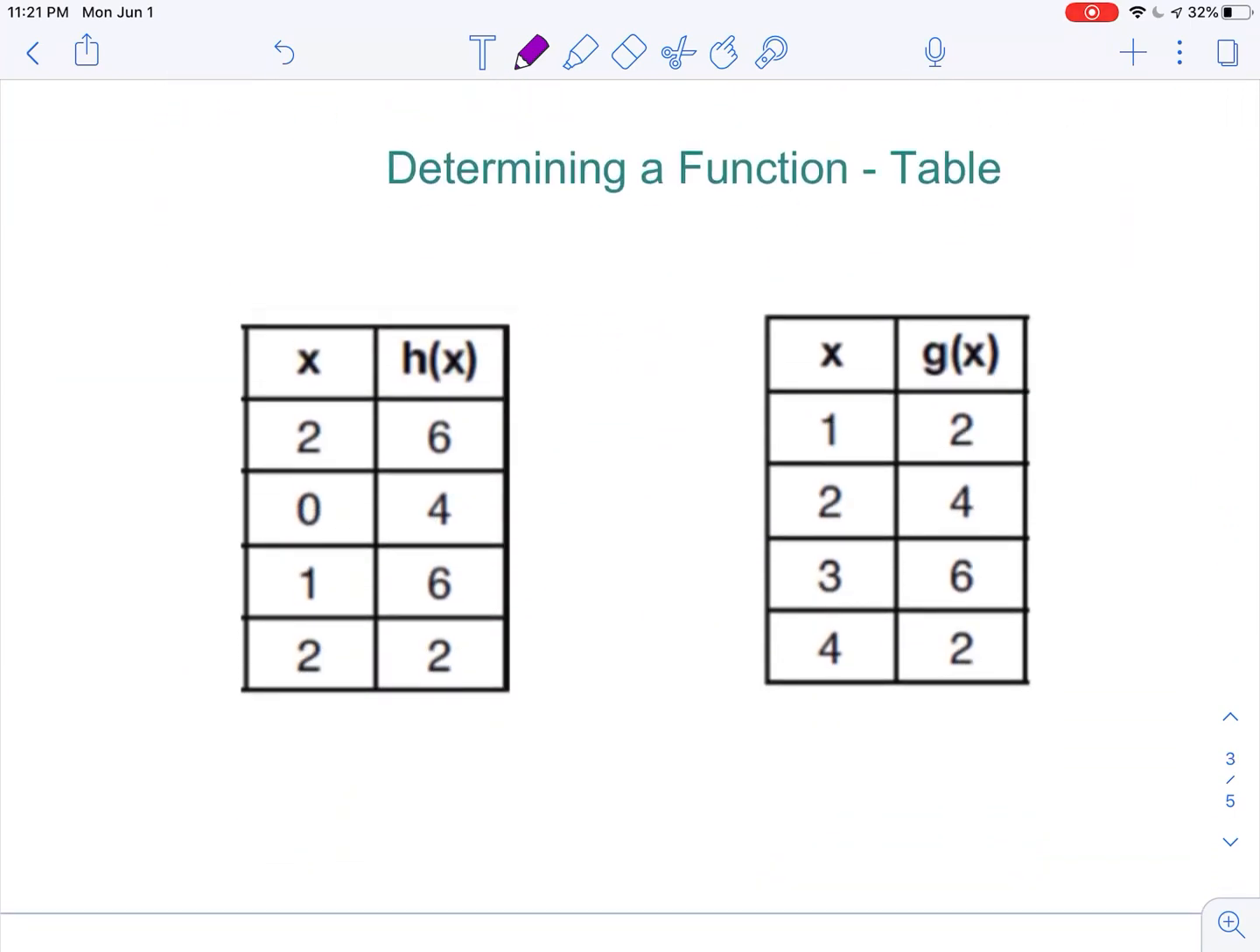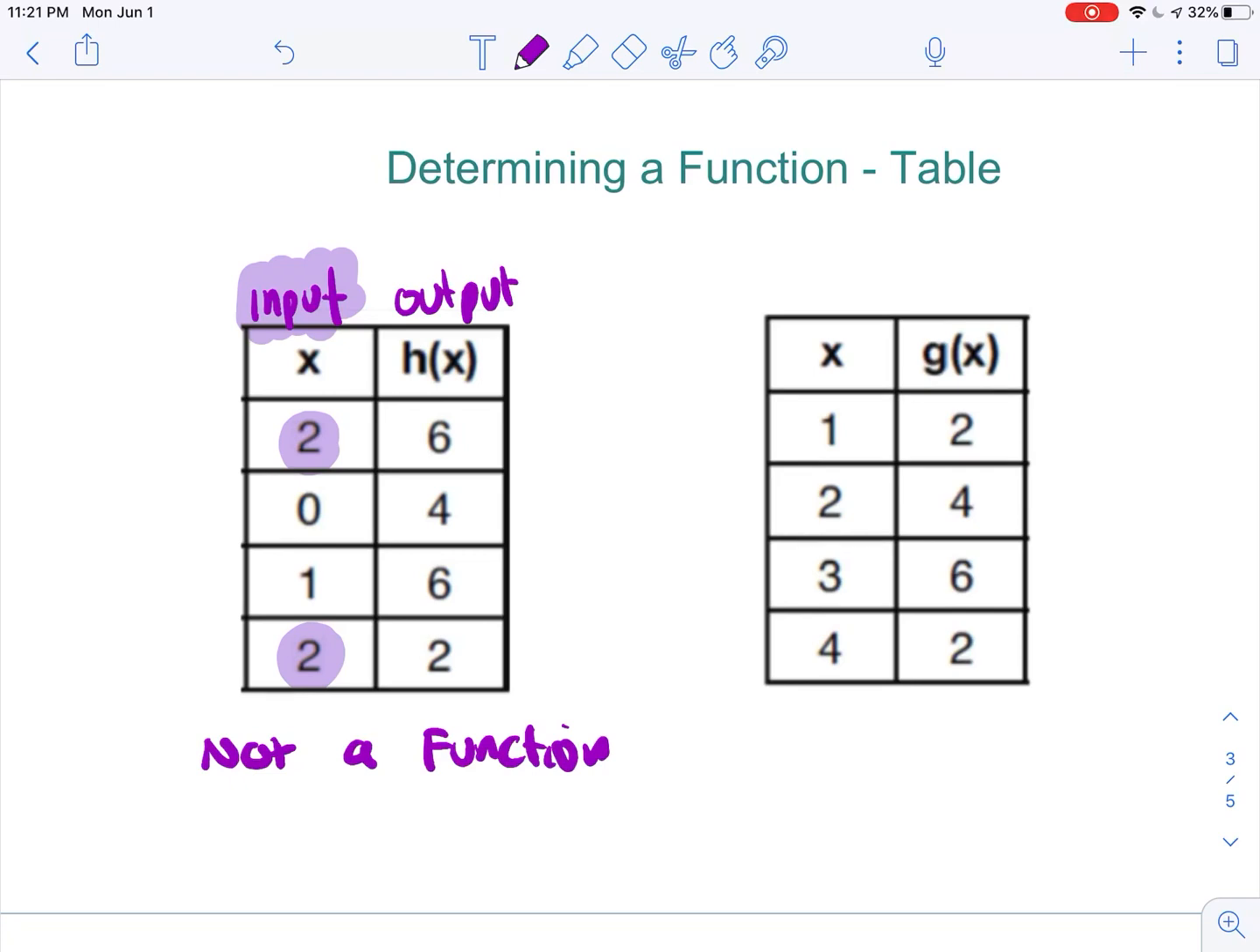So what about a table? Tables are just sets of x's and y's, or inputs and outputs. Typically, the first column is your input, so in this case it is x. The second column is your output, so that's usually your y or your f of x if we're in function notation. Again, we are looking for repetition in the input column. If any of the values in this column repeat, it is not a function. So if we take a look, this one is not a function.